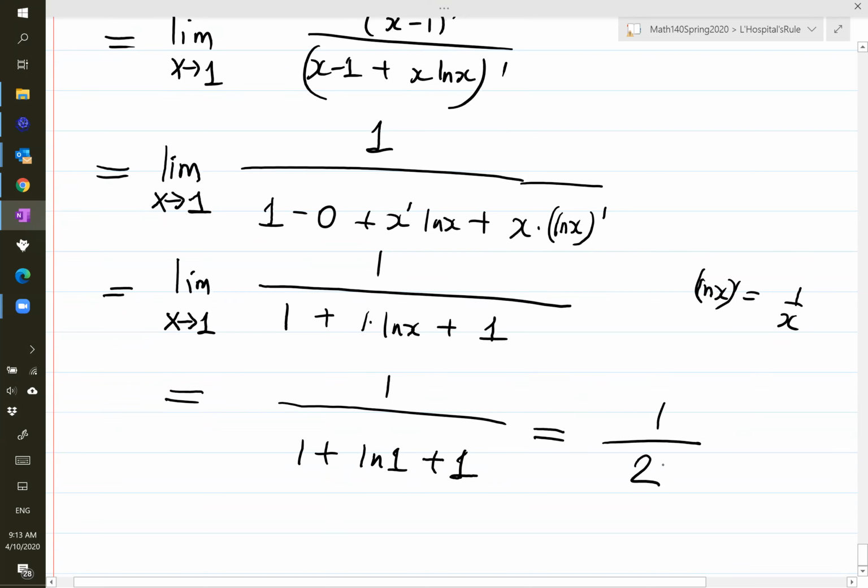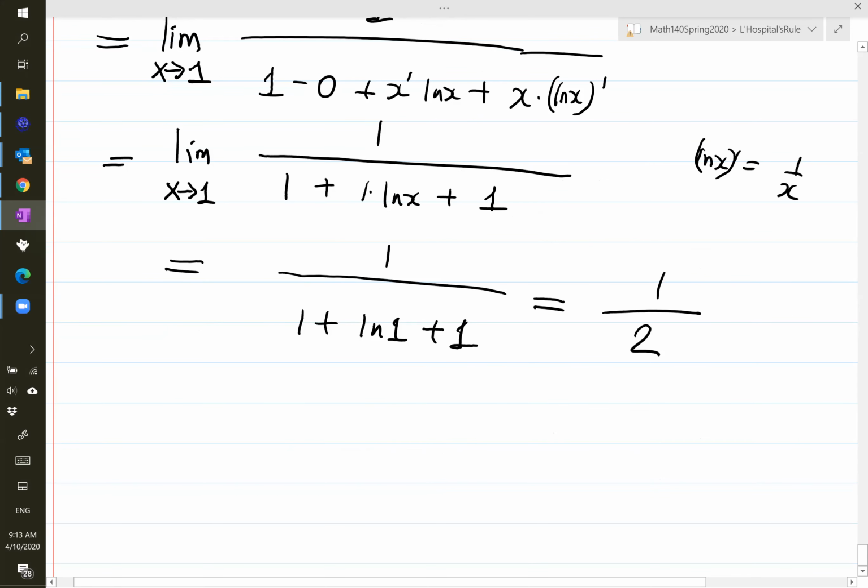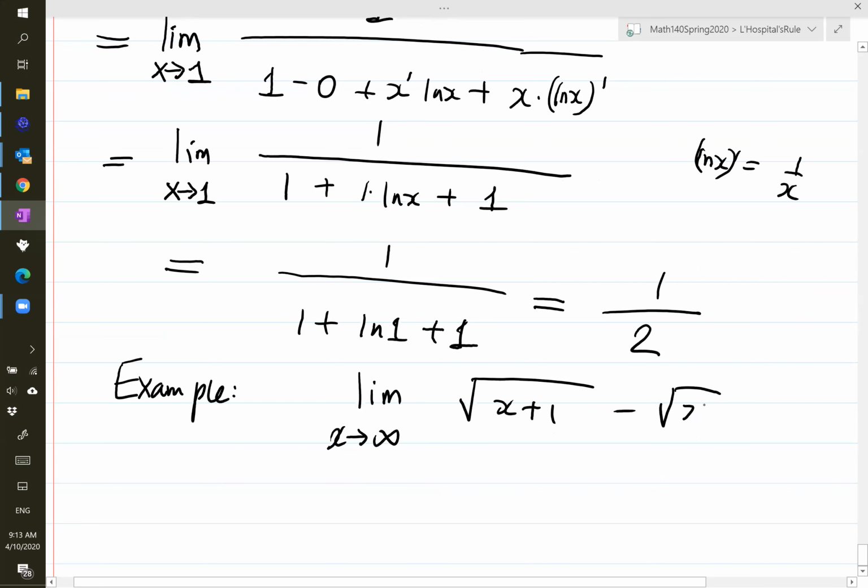So the key to deal with a difference is to try to write it as a fraction. Example: limit as n approaches infinity, let's use x, as x approaches infinity, of square root of x plus 1 minus square root of x. So how do we write it as a quotient, as a fraction?